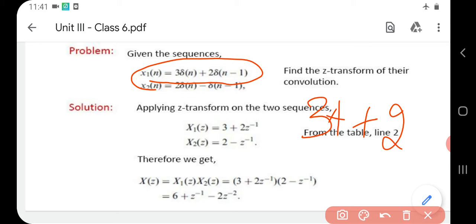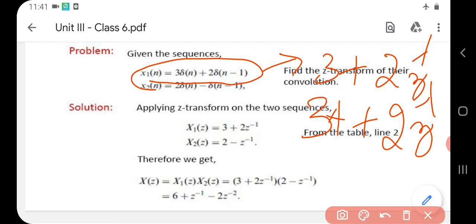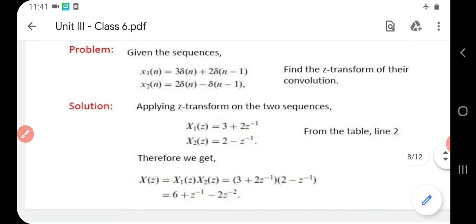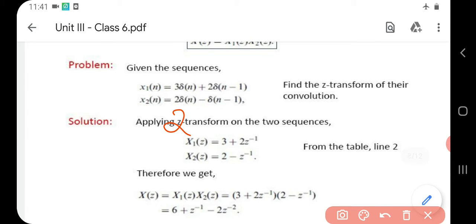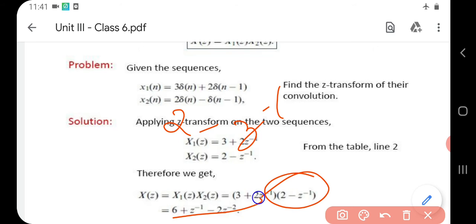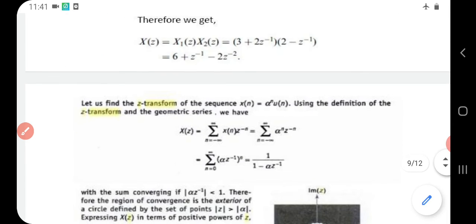delta of n, the Z transform of delta n is 1, but the Z transform of delta n minus 1 is Z raised to minus 1. So in this first one, it will be 3 plus 2 Z raised to minus 1. Then in the second one, again it is 2 minus Z raised to minus 1. Okay, so on multiplying, you will get this answer.